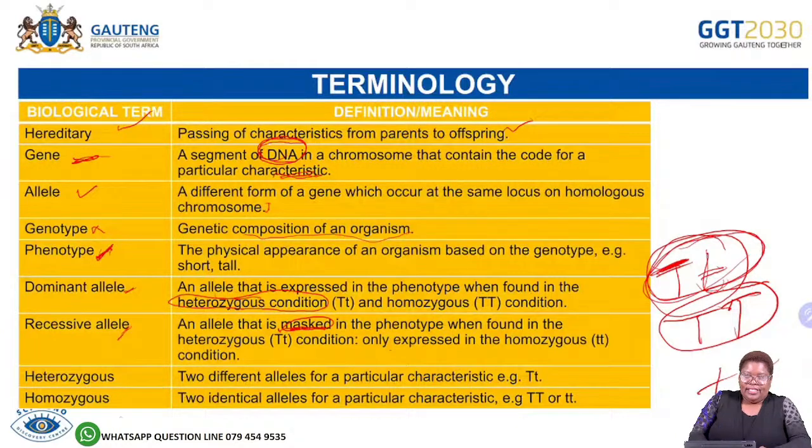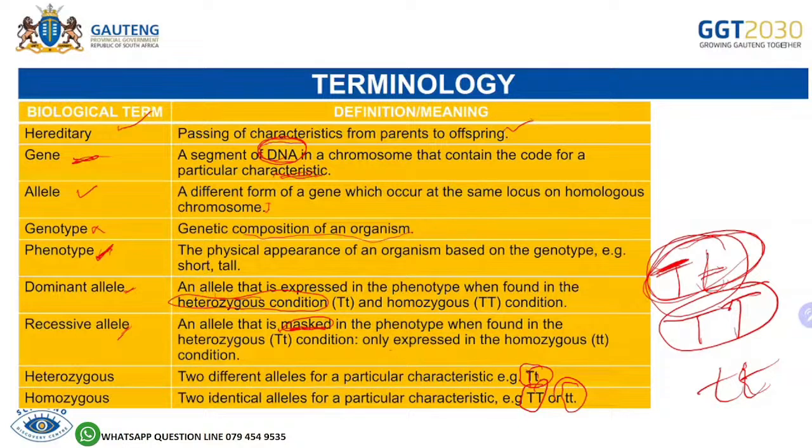Now, the difference between heterozygous and homozygous. Heterozygous is two different alleles for a particular characteristic. For example, capital T and small letter t. They are two different alleles, right? And then homozygous is two identical alleles. They look the same for a particular characteristic. It can be two capital T's and also two small letter t's. We say they are identical. They are homozygous. They are the same. They look the same.